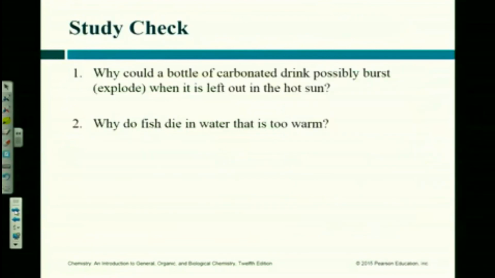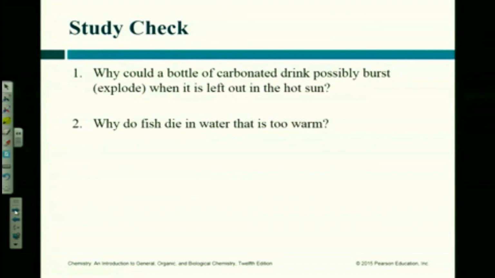So, why would a bottle of carbonated drink possibly explode in the sun? Why? Well, all that carbonation that they have in there degasses, right? If you have it sealed up, what happens? It's going to swell up, right?